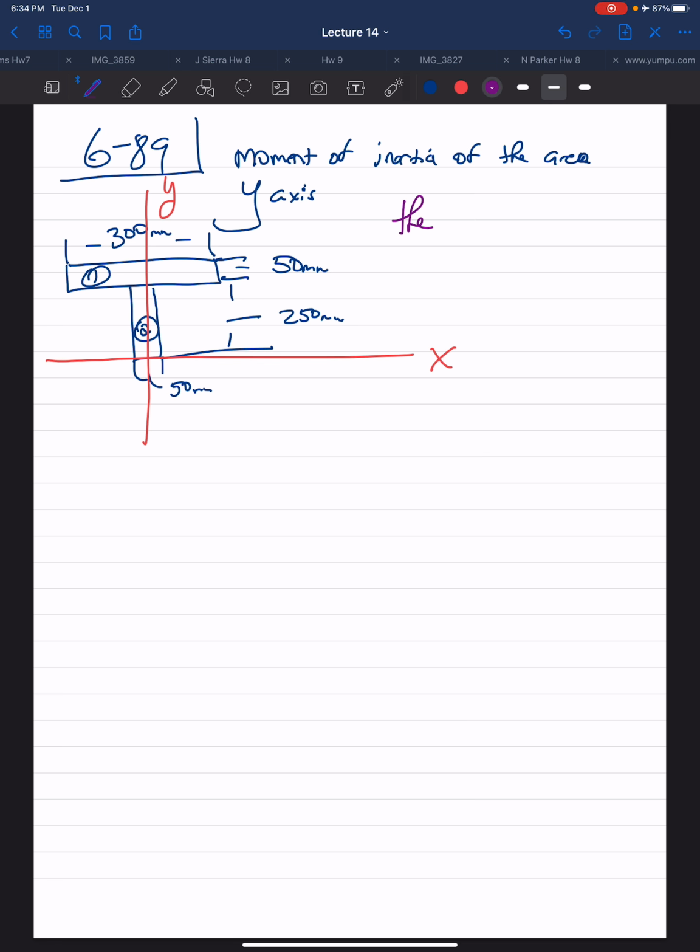By inspection, the y prime axis passes through the centroids of segment 1 and segment 2. So there is no d sub x, or dx. No dx, or dx equals 0.